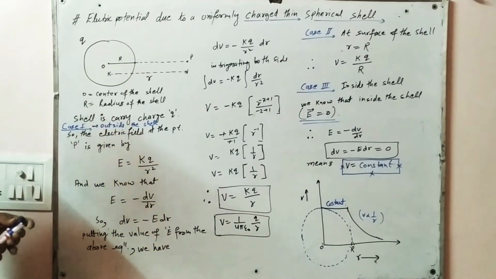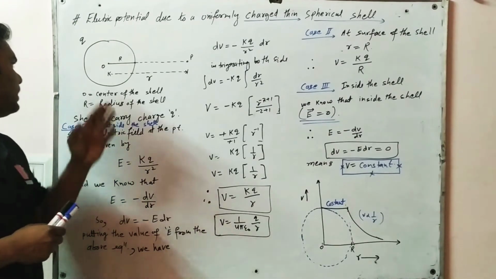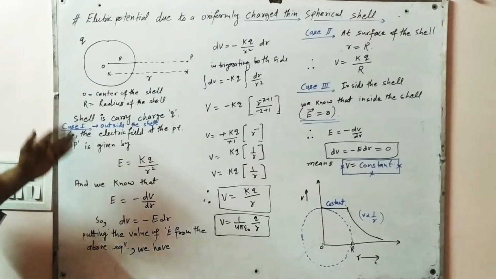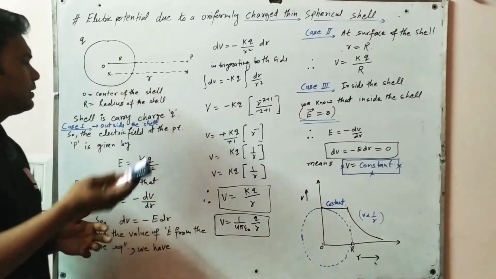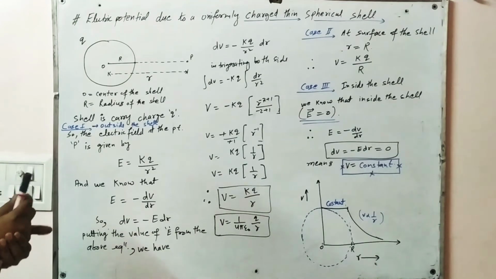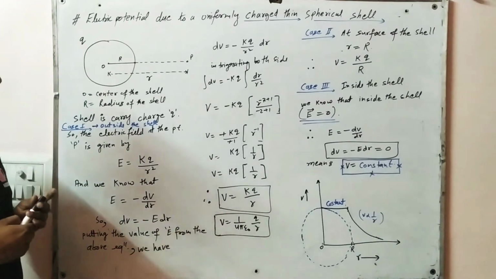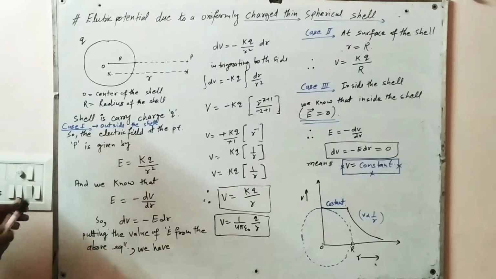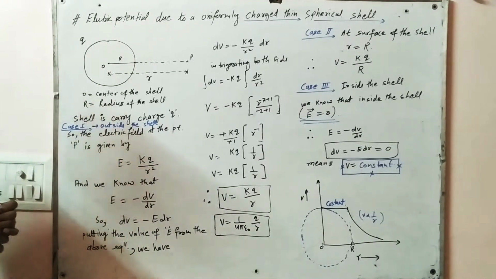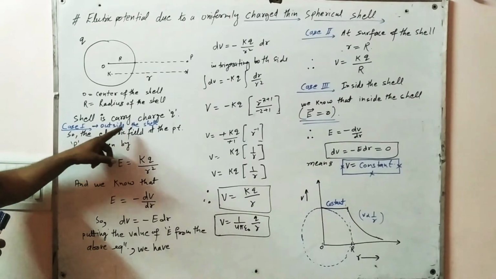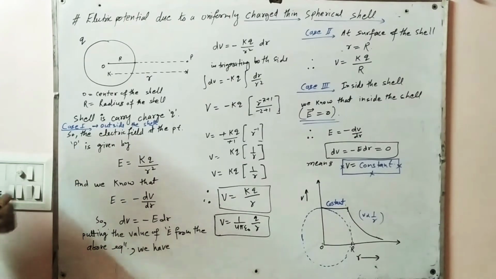Clear? So now let O be the center of the shell and capital R be the radius of the spherical shell. P is the point outside the shell where we have to calculate the potential due to this shell. We know that the shell is carrying a charge q. So for the first case, we have to calculate the potential outside the shell.